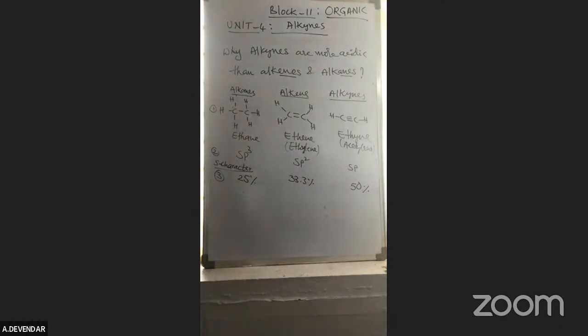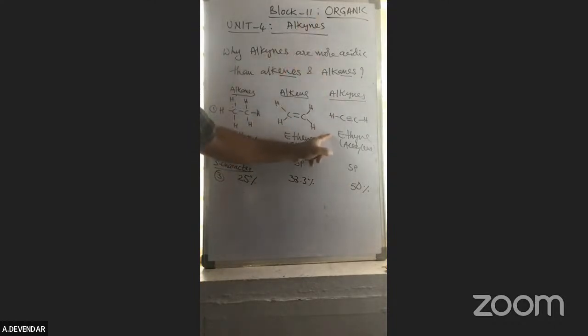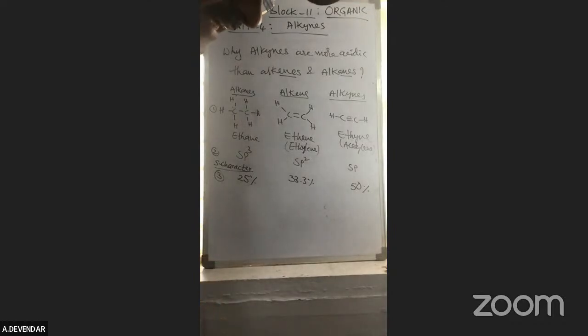So the reason is the gradual increasing of s character in the alkynes. That's why acidic character will be more in the alkynes than the alkanes. That's what you have to remember. Just look at this picture; it gives the idea. Due to the gradual increasing of s character from alkanes to alkenes, in the alkynes s character is 50%. Hence, alkynes are more acidic than alkenes.